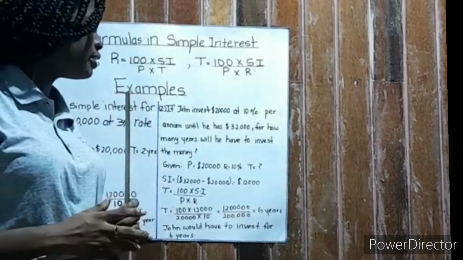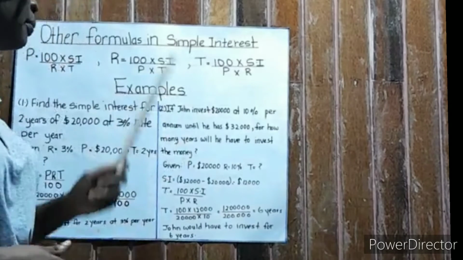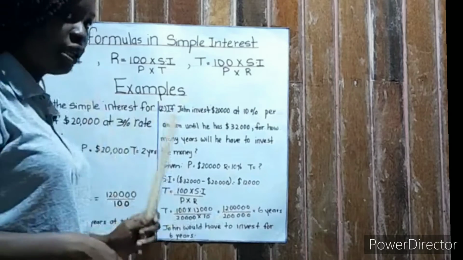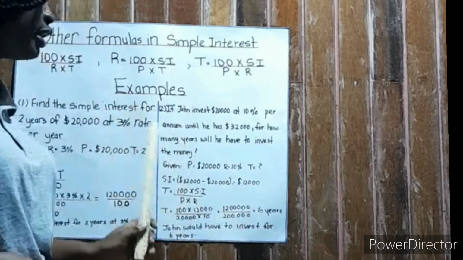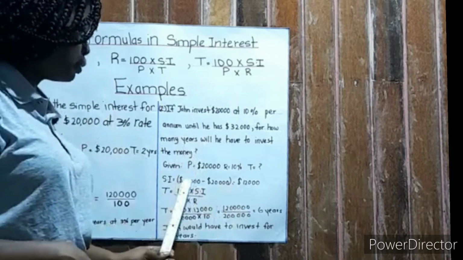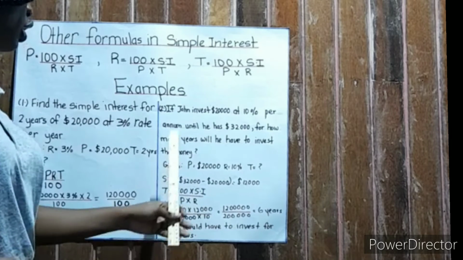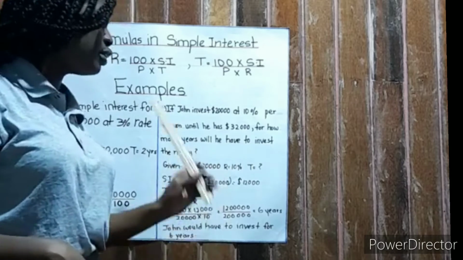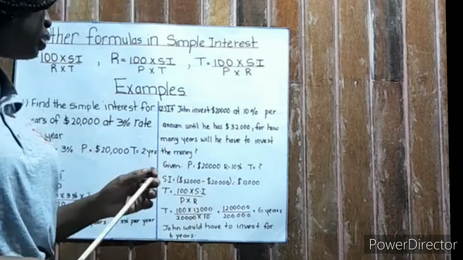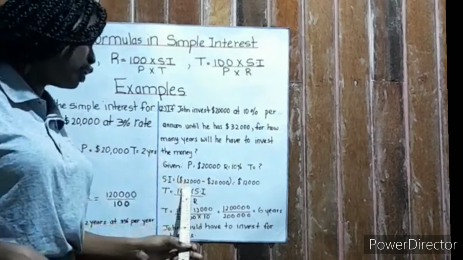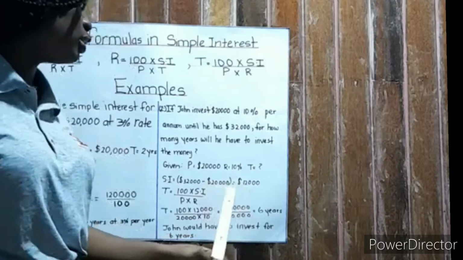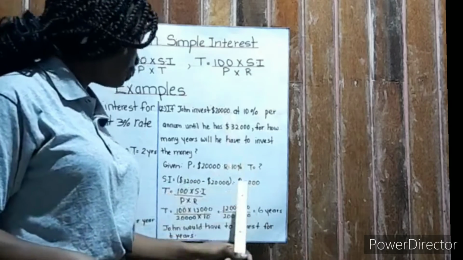Yes, principal is given, the rate is given, but we don't have time. We have to look for time. Simple interest is not given, but we have to calculate simple interest. Okay? Good. So P is equal to 20,000, R is equal to 10%. And for simple interest, we have to subtract 20,000 from 32,000, and we get 12,000.